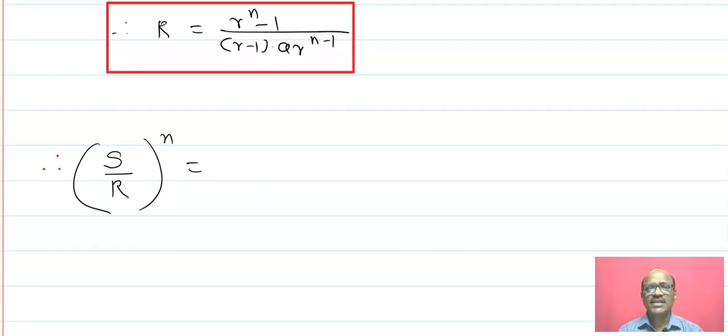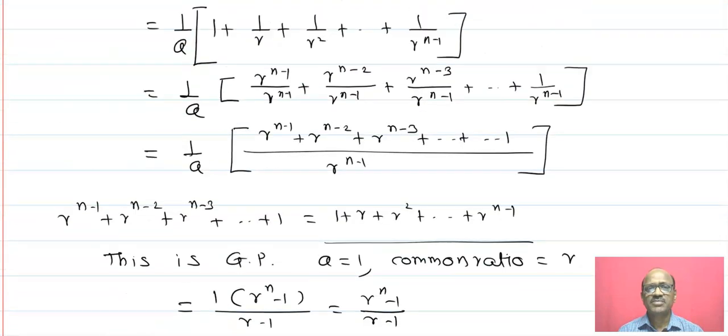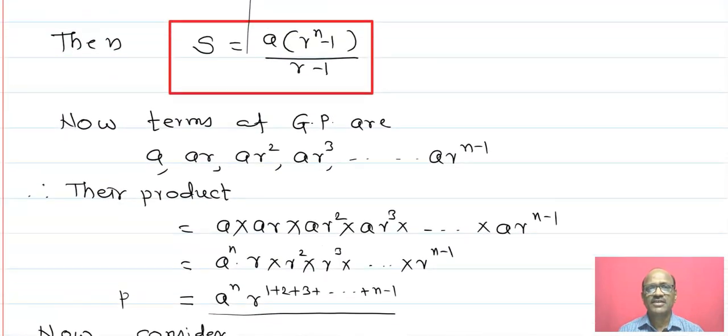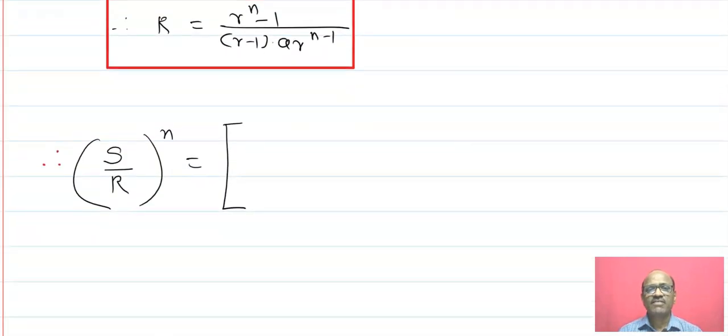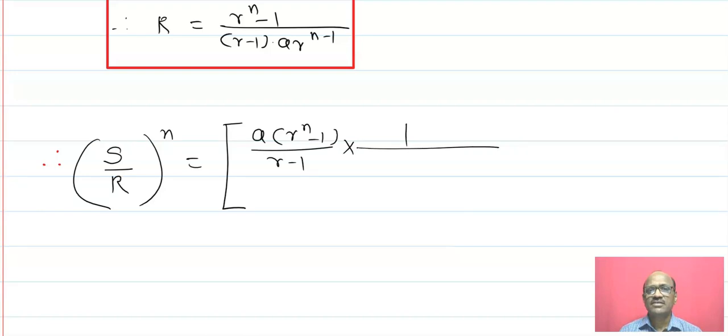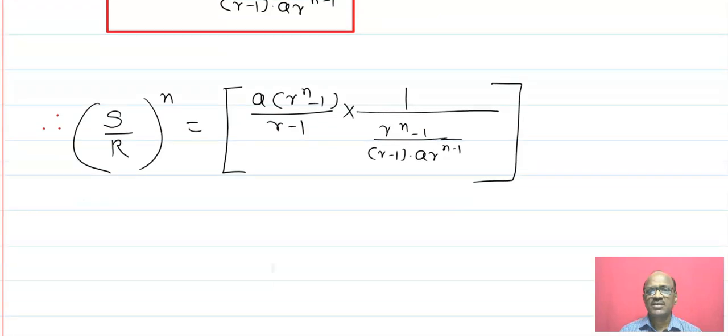Therefore, now see this, S means sum, R is reciprocal, bracket raised to n. Now the starting sum, this is S. Now substitute the value of S, A into r raised to n minus 1 upon r minus 1. This is S. And the reciprocal, that we have found out, is 1 upon r raised to n minus 1 whole divided by r minus 1 into a r raised to n minus 1. Bracket complete.